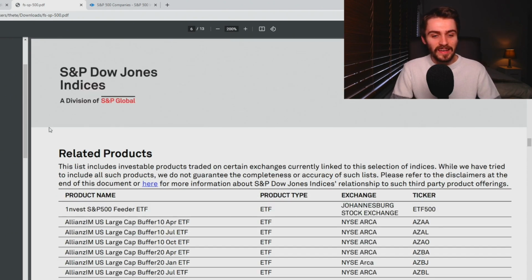The last point to note is that in this end section of the report, you'll actually find a full list of the different types of ETFs or exchange traded funds which track the S&P 500 index and the stock exchanges where they're listed. And this can be really useful when you're trying to find an ETF that you can invest into based on where you're living currently in the world. So that about wraps up the S&P 500 index.